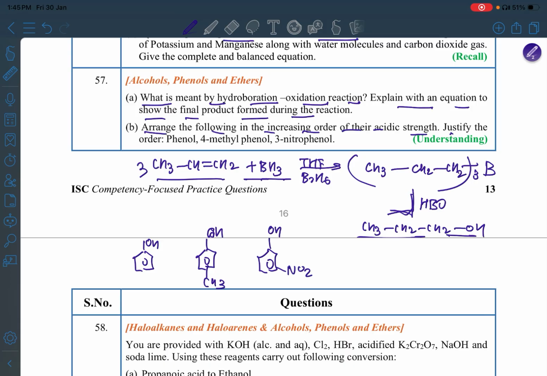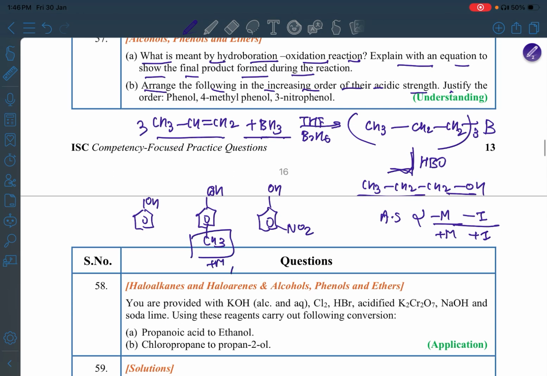Okay. The acidic strength is directly proportional to -M effect and inversely proportional to +M. Directly proportional to -I, inversely proportional to +I. Here CH3 is a +I group, which decreases the acidic strength, and NO2 here is -I, not -M, because the mesomeric effect doesn't operate at the meta position. So it is directly proportional to acidic strength. So if it is 1 to 3, then 3 will be more acidic. Nitrophenol will be more acidic. After that we have the second, and after that we have the first. No, after the third we have the first.